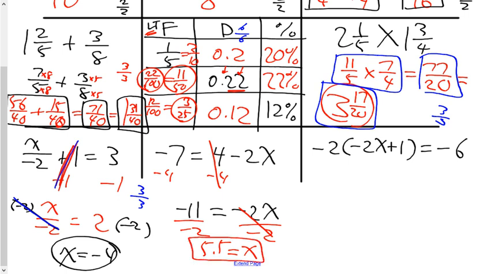Because half of 11 is 5.5, and a negative divided by a negative is a positive. So 1 point for this line, 1 point for this line, and 1 point for x equals 5.5. So that's worth 3 points as well.